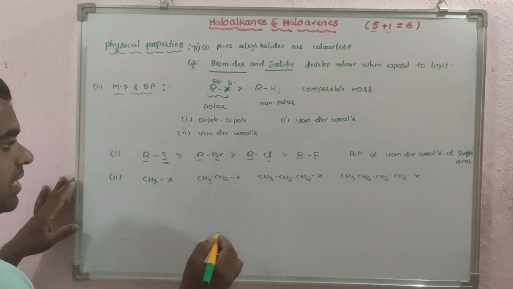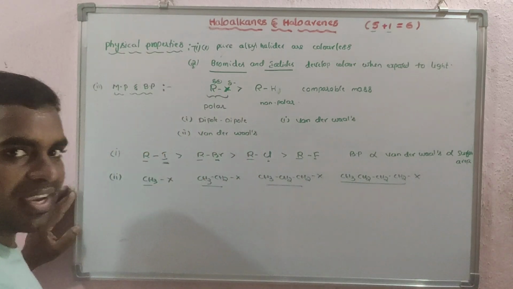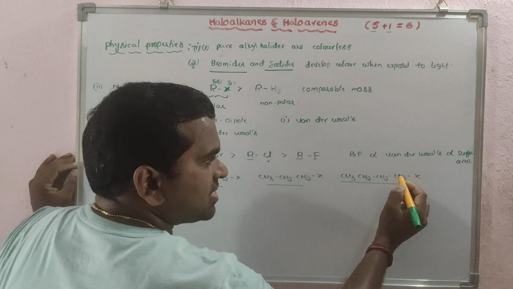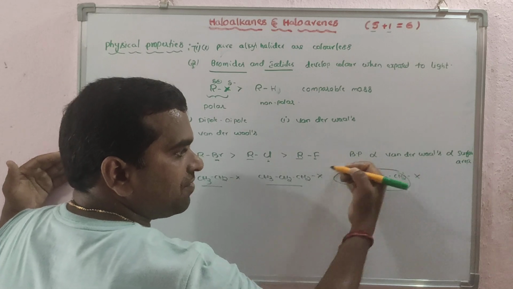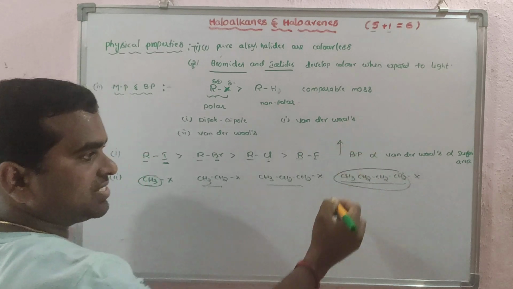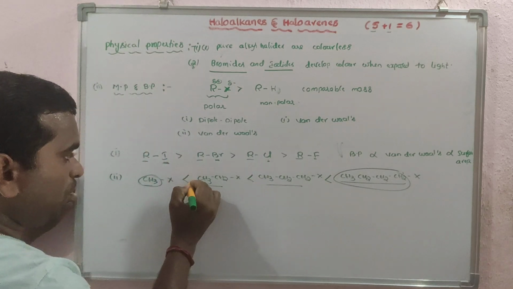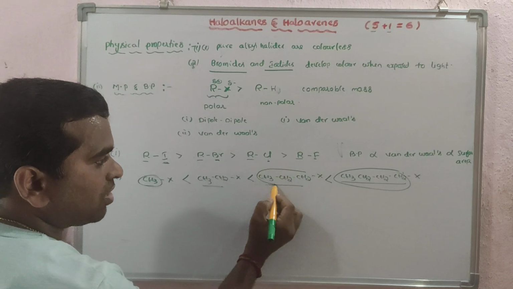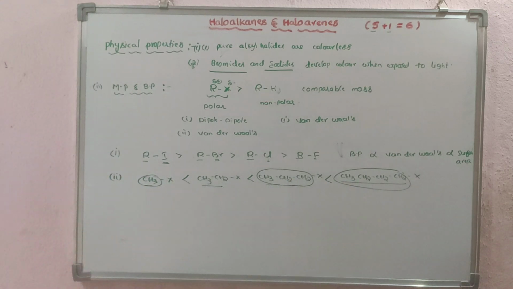As the molecular mass increases, boiling points also increase. As the chain length increases, surface area increases. Surface area increases, van der Waals forces of attraction increase, then automatically boiling points also increase. So this last molecule will have the highest boiling point compared to the remaining, and this one will have a larger surface area compared to this molecule. So that's the order of the boiling points of these four molecules.